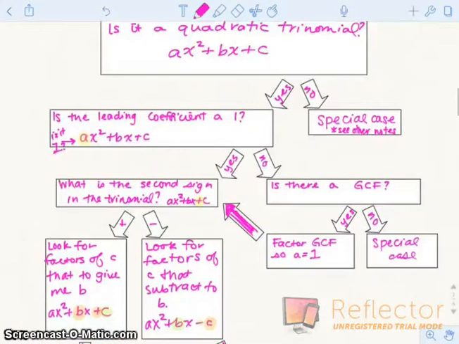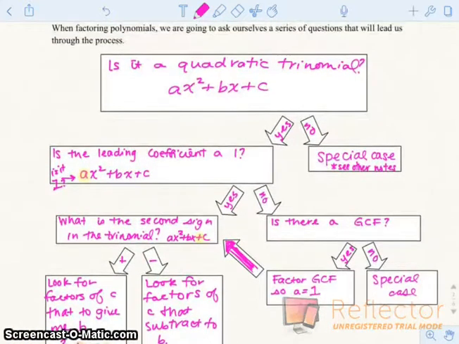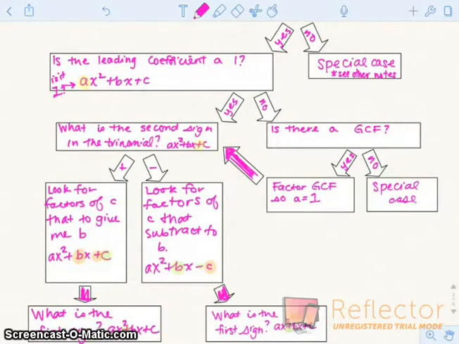So let me recap. I'm going to ask myself the first question: quadratic trinomial? If it's not, we're not going to factor it this way, so we're going to go to a special case. If it is, and my leading coefficient is a 1, I'm good to go. I follow my path. If it's not, I check for a GCF. If there's no GCF, it's a special case. If there is a GCF, I factor it out so a is equal to 1, and I follow my path.